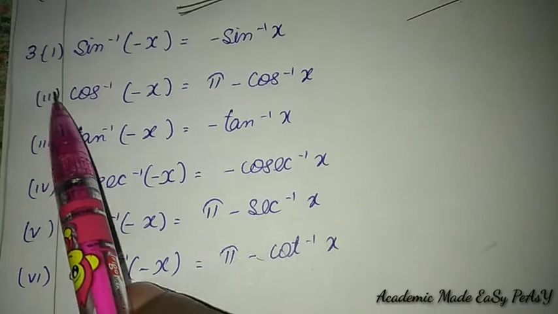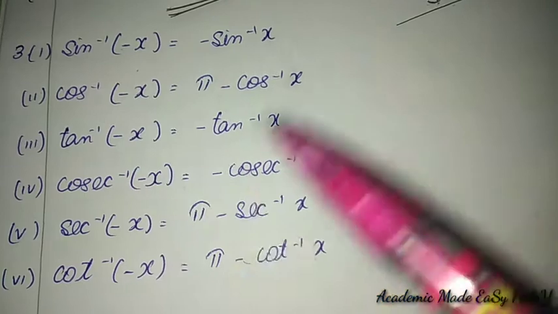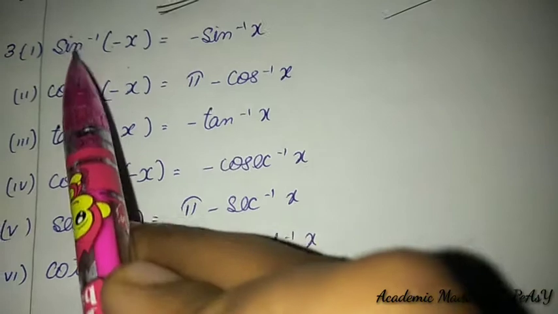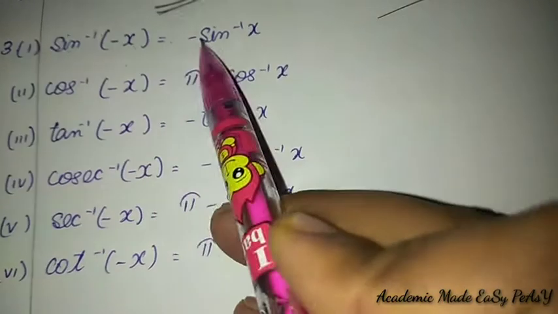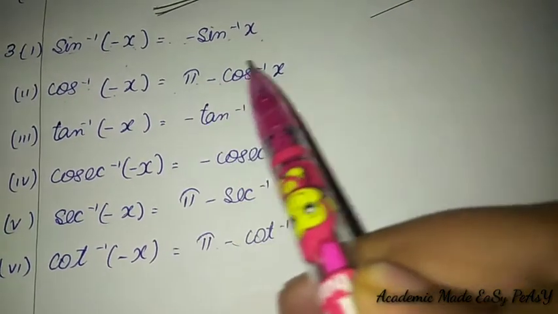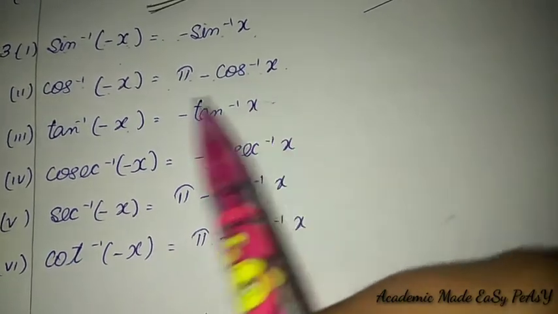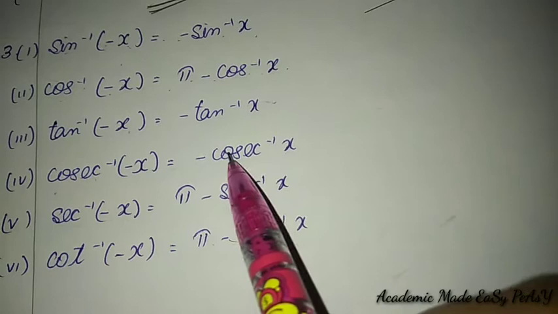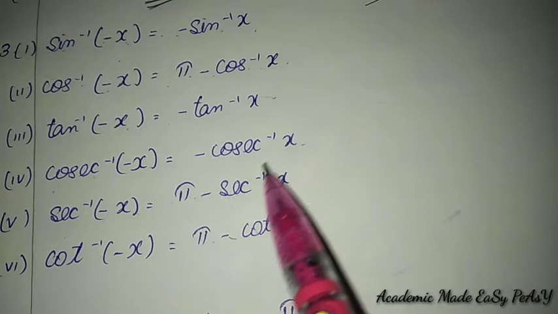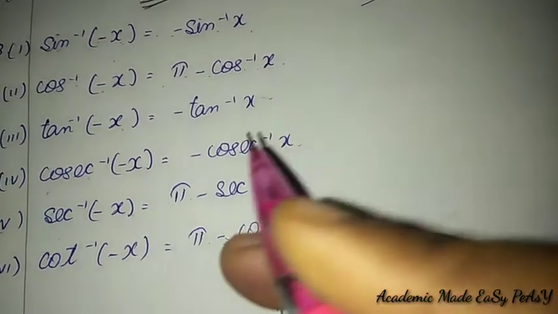Now we'll see the third part of the properties. This part will be with minus x. Let's see the function with minus x. Sine inverse minus x is equal to minus sine inverse x. Cos inverse minus x is equal to pi minus cos inverse x. Tan inverse minus x is equal to minus tan inverse x. Cosecant inverse minus x is equal to minus cosecant inverse x. Secant inverse minus x is equal to pi minus secant inverse x. Cot inverse minus x is equal to pi minus cot inverse x.